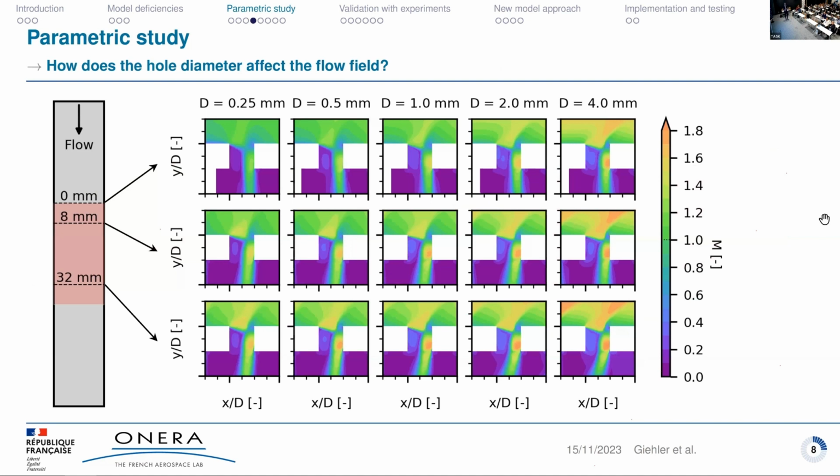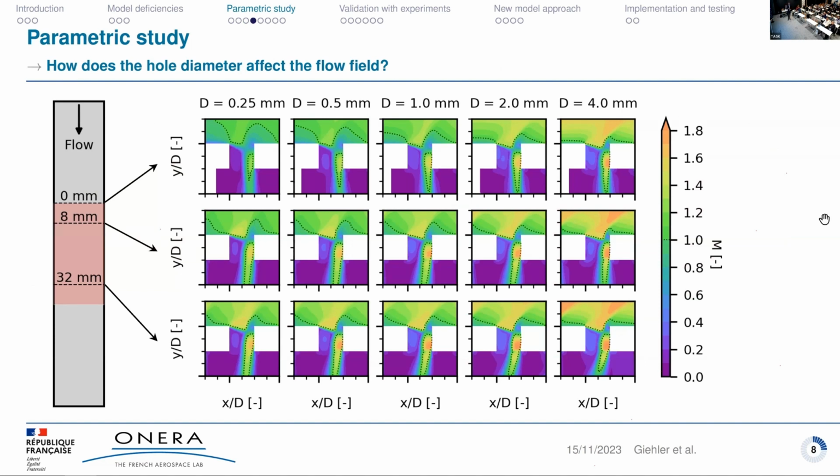Now, if we look, for example, at the hole diameter effect, I looked at the flow field inside the holes at different positions on the blade. So at the first hole, then I move a bit downstream to the second row, and then quite at the end of the bleed region, it's the last row. And from left to right, the hole diameter is increased. It's always normalized by the hole diameter.